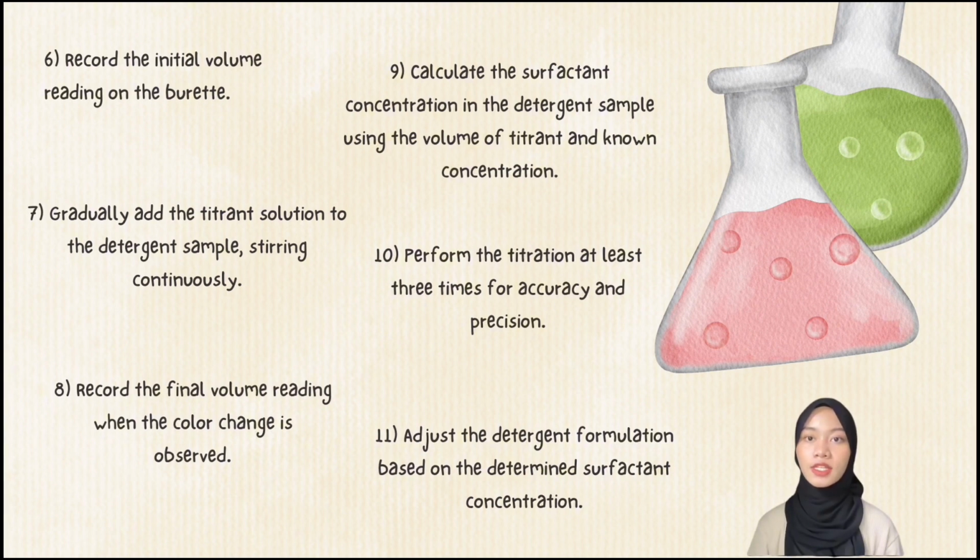Next, record the initial volume reading on the burette, and then gradually add the titrant solution to the detergent sample, stirring continuously. And then, record the final volume reading when the color change is observed. Next, calculate the surfactant concentration in the detergent sample using the volume of titrant and its known concentration.